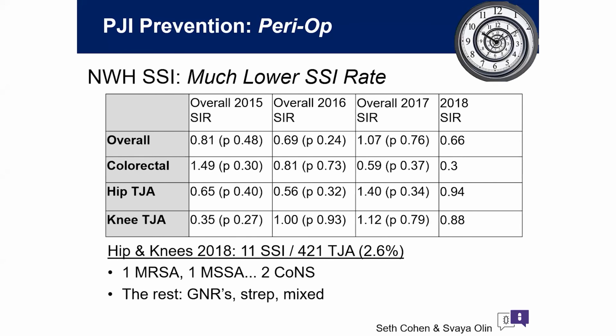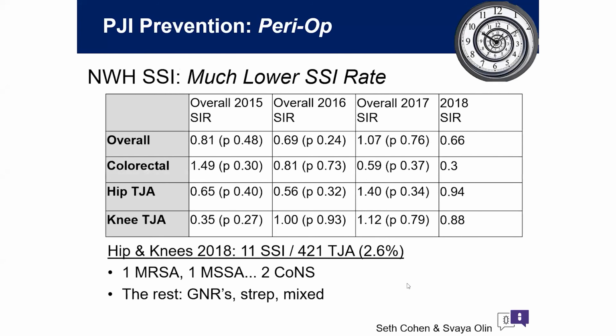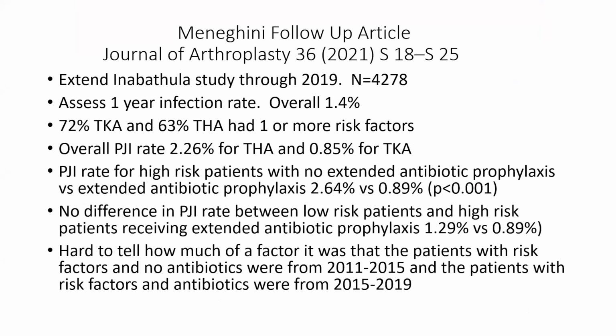By the way, for Northwest Hospital, at least back in 2018, I couldn't get any newer data, our infection rate was 2.6%. And theirs was 1.5. So it's similar range for infection rate. There was then a follow-up article by another author, Meneghini, who actually took that from 2,200 patients to 4,200, and they followed up for a year. Their results were very similar, still saw that the antibiotic group did have lower infection rate than the group that did not get antibiotics in high-risk patients, not low-risk patients.